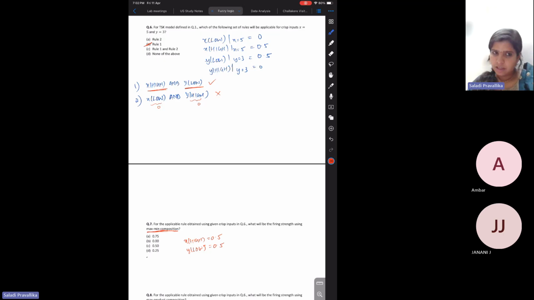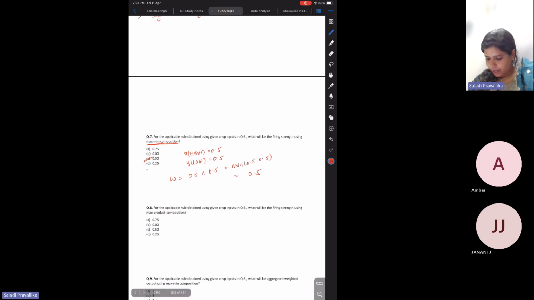And the composition that we are using is max min. Max min means for the weights, we are going to take the minimum. So if we are having max product, then we are going to take the product. Since we are at max min composition, we are going to take 0.5 intersection 0.5, which is nothing but minimum of 0.5 comma 0.5. That is equal to 0.5. And 0.5 is your answer.